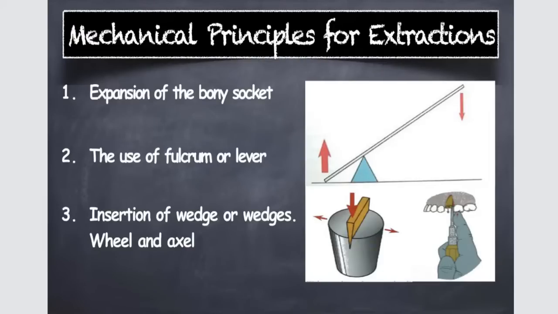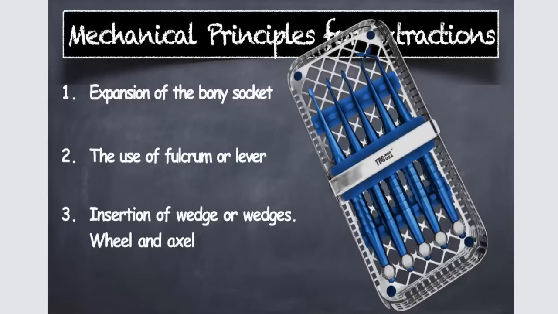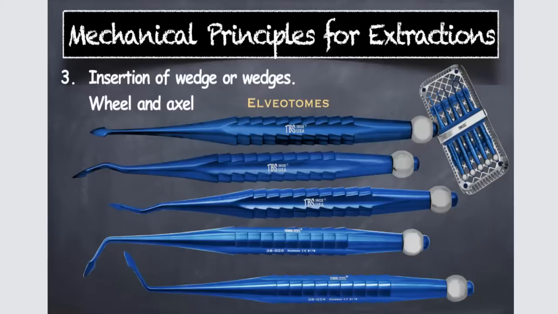So these mechanical principles of using a fulcrum and a lever are quite important, but sometimes we need to use this wedging type of action, not just using it as a fulcrum, but actually trying to wedge it in. And sometimes these elevators can be quite cumbersome at trying to do that. So we have to employ different types of instruments, such as luxators or proximators, and we've developed these newer instruments through TBS, and we're proud to call them elevatomes. Because basically, what is a luxator? It's really just luxating a tooth.